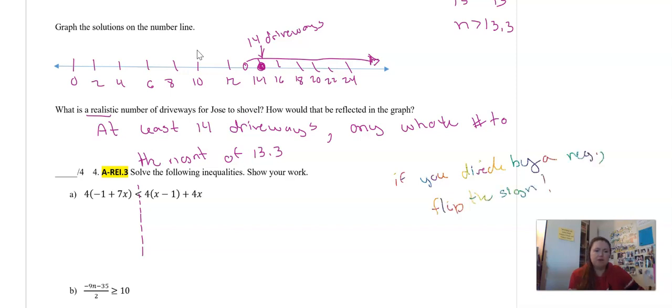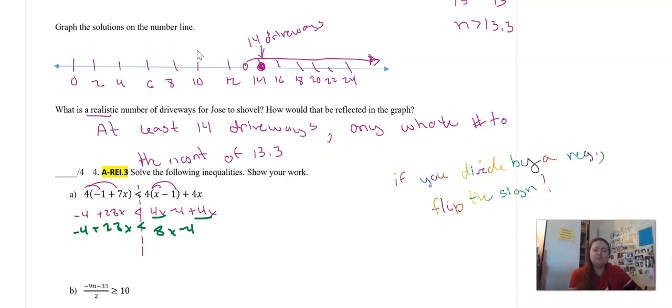So for part A, I'm going to start by distributing because I don't want those parentheses there. They're going to make this harder. So that's going to be negative 4 plus 28x is less than 4x minus 4 plus 4x. Now I'm going to combine like terms. There's nothing on this side to combine, so I'm just going to carry that down. But here I've got 4x and 4x. That's 8x minus 4.